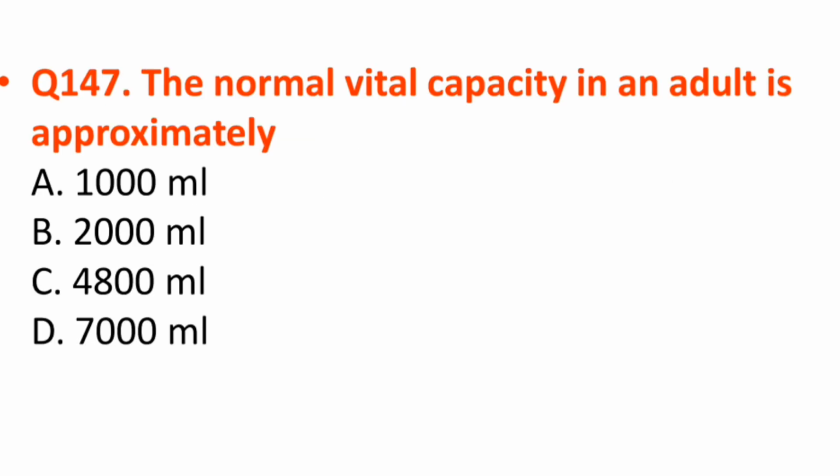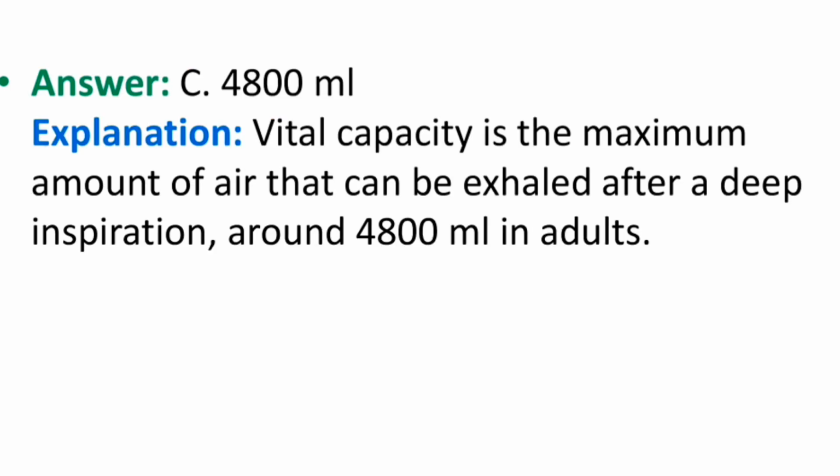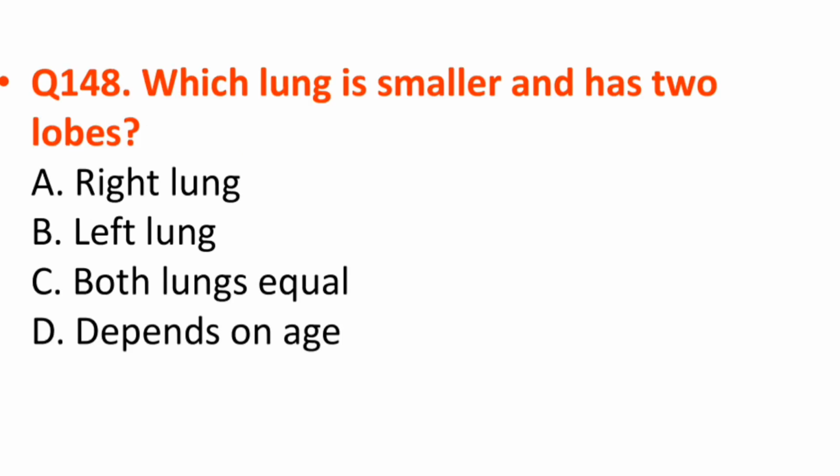The normal vital capacity in an adult is approximately option A, 1000 ml. Option B, 2000 ml. Option C, 4800 ml. Option D, 7000 ml. The correct answer is option C, 4800 ml. Vital capacity is the maximum amount of air that can be exhaled after a deep inspiration, around 4800 ml for adults.